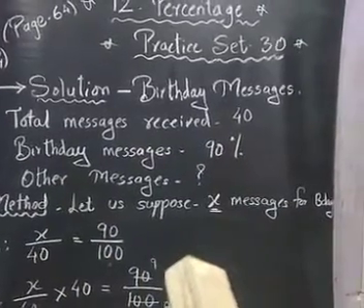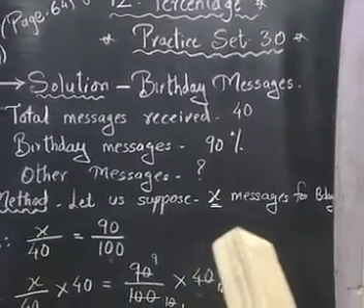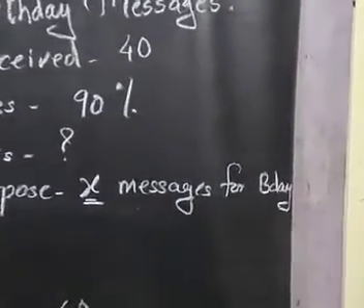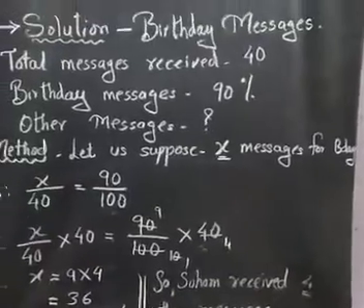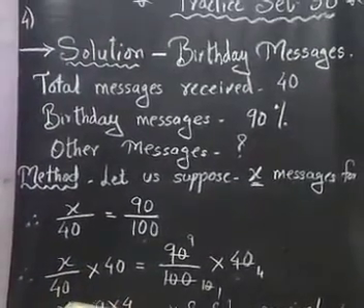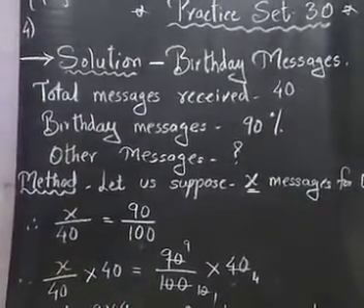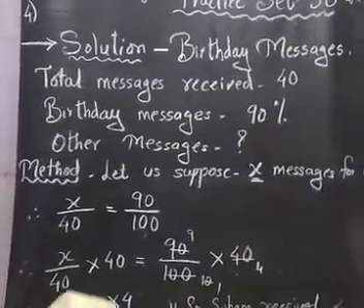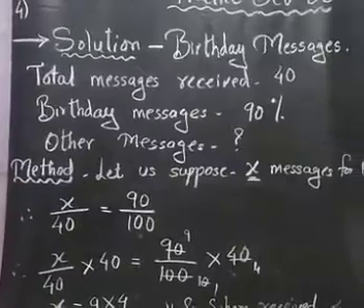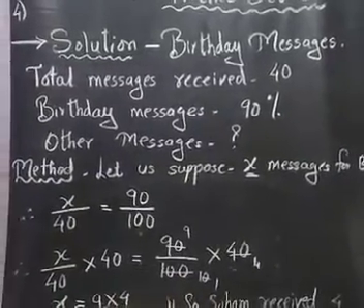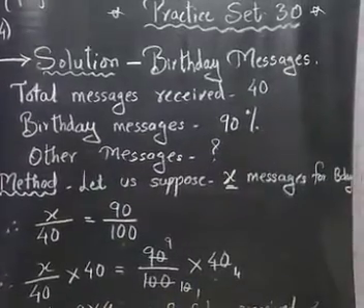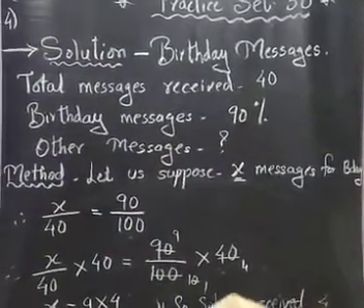Let us suppose, so we have to assume here that he has got x number of other messages. See, I have written birthday in short, but you have to write the full spelling. So x upon 40, other messages upon 40, is equal to birthday messages, that means 90 upon 100. Now for eliminating the number, we have to multiply both the sides by 40. So x upon 40 into 40 is equal to 90 upon 100 into 40.